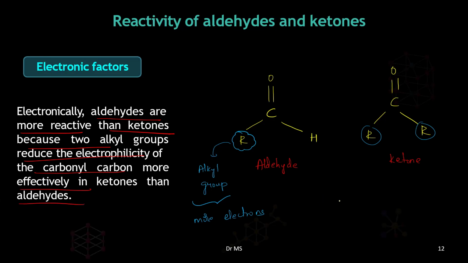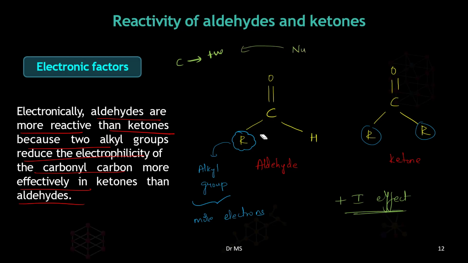They will show positive I effect, on the carbon. So because of that, ketones will decrease the reactivity compared to the aldehydes. So what is the main reason for the nucleophile to attack the carbon? The main reason is the carbon containing positive charge. So the nucleophile loves the positive charge and it will attack the carbon.